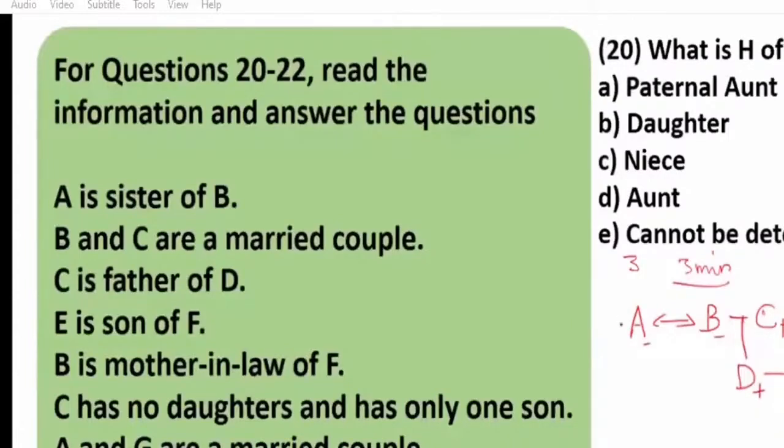A and G are married couple, so A is married to G. A is female, so G is male. Now married is shown by dash, right? Next generation is this. Then H is daughter of G, so H is daughter of G.